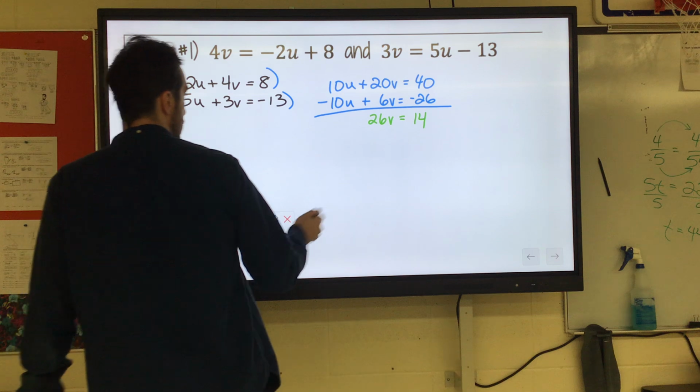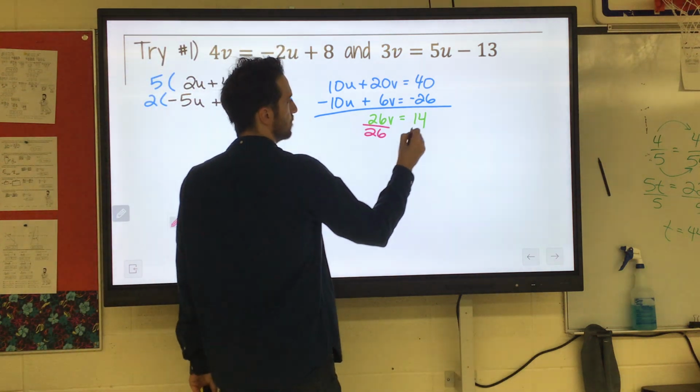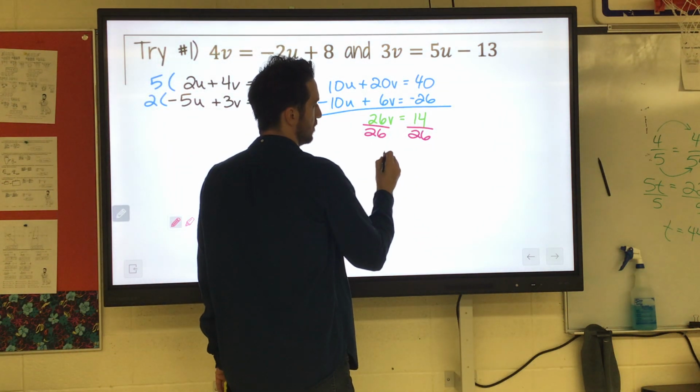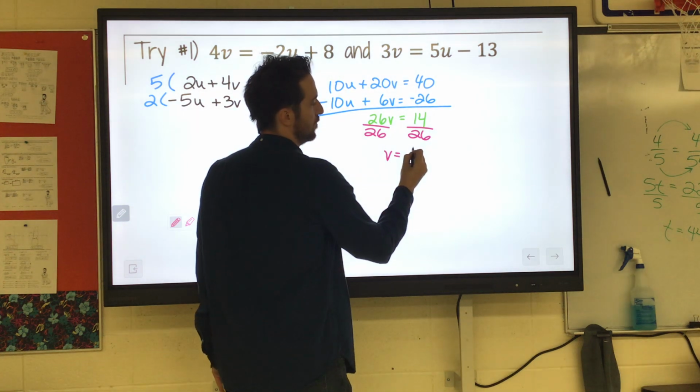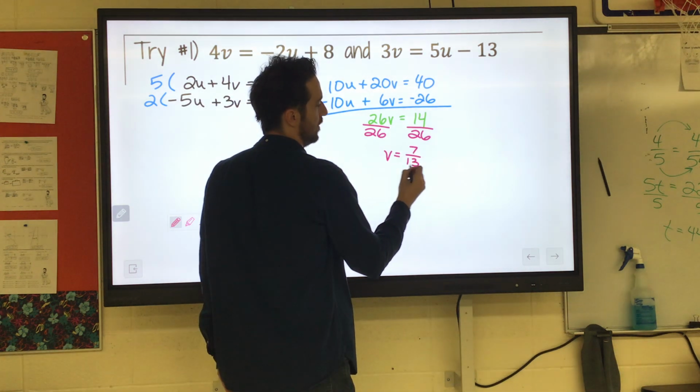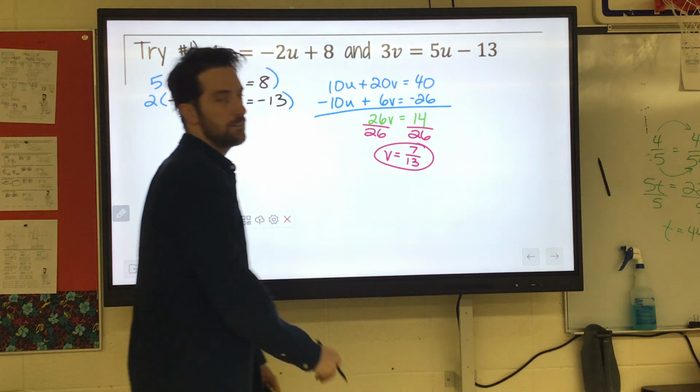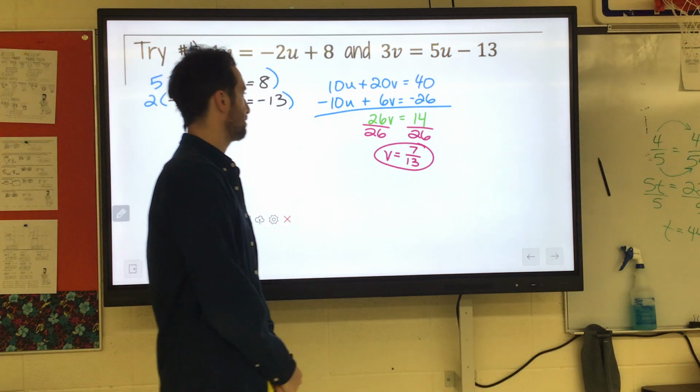Wow, that seems like a sloppy decimal. Great. So we'll divide both sides by 26, and we'll keep it a fraction. Those are both divisible by 2. That would give us 7/13. That's going to be really fun to substitute back in.